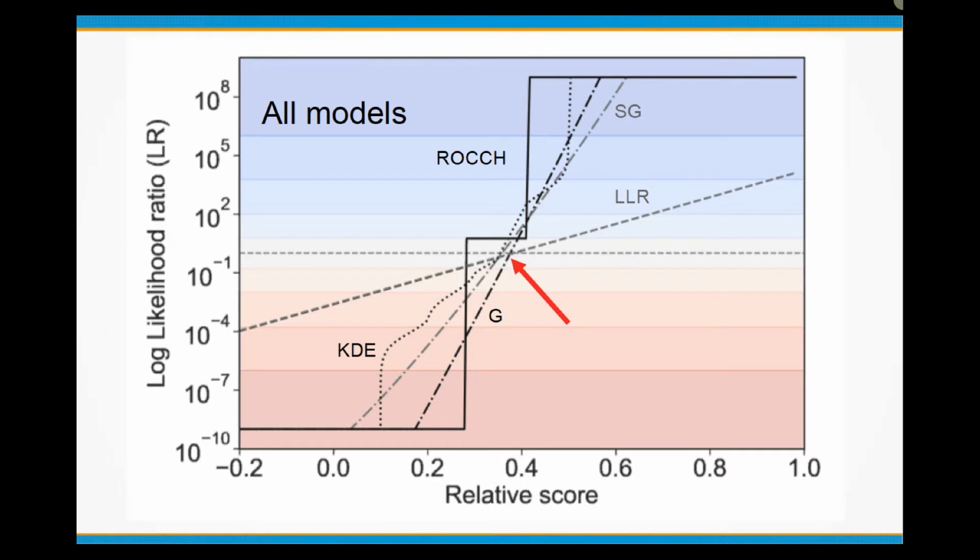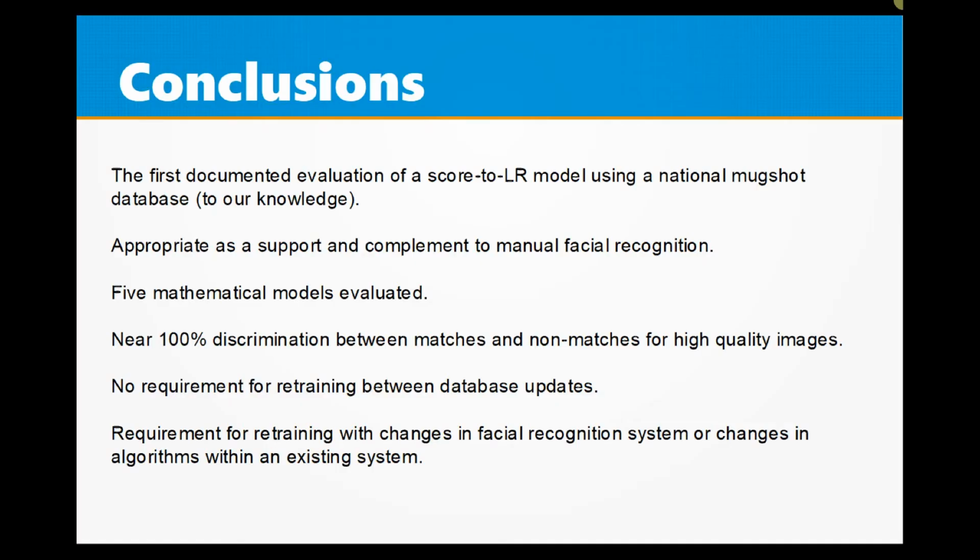So some conclusions from this: this is actually the first attempt we have seen to construct and evaluate a score to likelihood ratio model using a national mugshot database. So we would really love some feedback on both the analytical approach and the choice of training data. Is this actually representative of the population, or are there any other options?